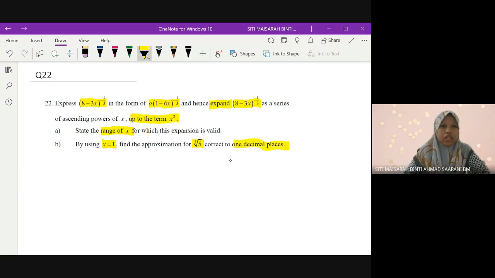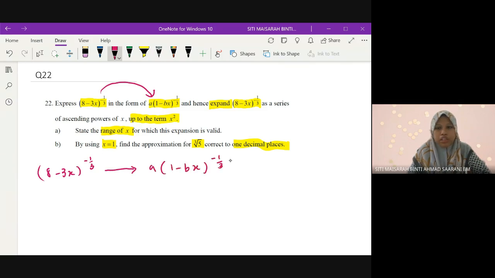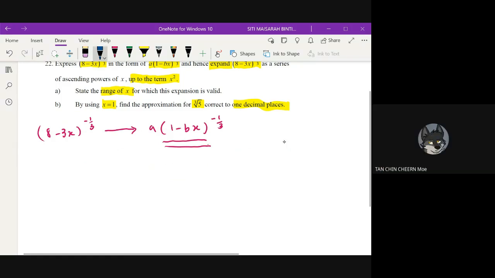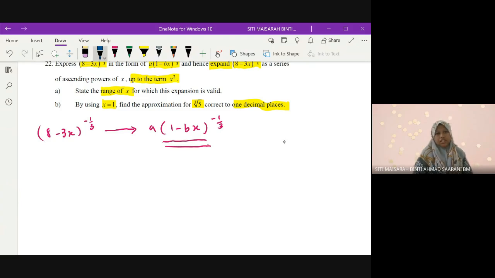Okay, so first you have to change from the form 8 minus 3x power negative 1 over 3 to the form A 1 minus bx power negative 1 over 3. How to change into this form? What process can you do? Factorize. Okay, you need to factorize. Since the power is negative 1/3, before this, in school you usually did power 1. If there is a power other than 1, you must put a bracket. So all this factorizing must happen inside the close bracket.